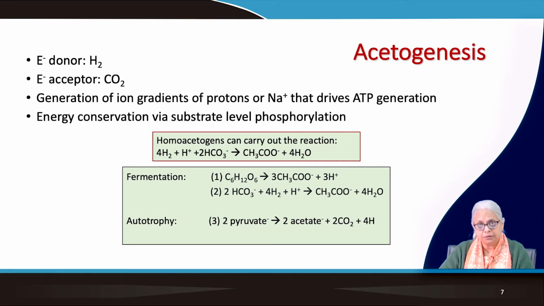Fermentation is the conversion of larger organic compounds like glucose to acetate, and from bicarbonate to acetate. You can have fermentative bacteria and you can have autotrophic bacteria. If you have autotrophic bacteria, then you get disproportionation, and you have pyruvate being converted to acetate and CO2.